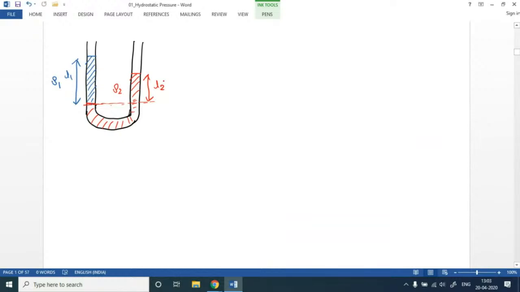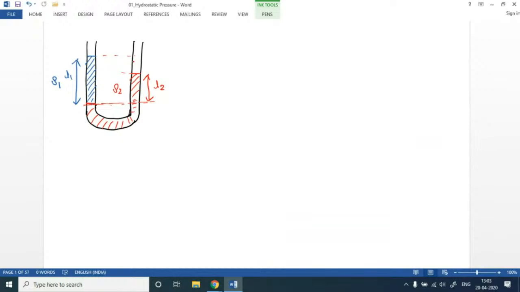If we are able to find out L1 and L2, we will be able to find out the difference between L1 and L2, that is the difference in level of columns in both the limbs. So the basic idea is, we are looking to find out the value of L2 and L1 over here. So what are we going to do? We are interested in applying the pressure variation formula over here.